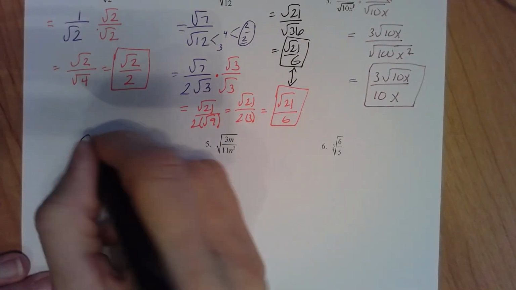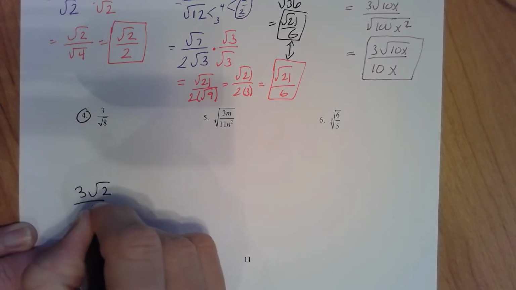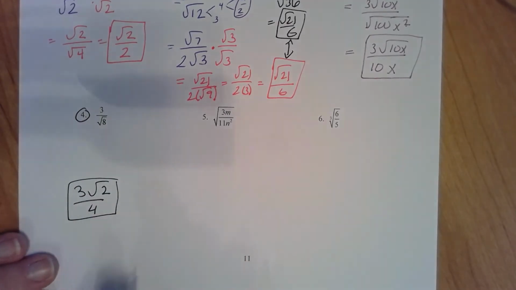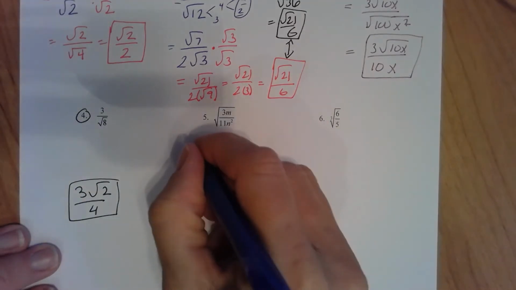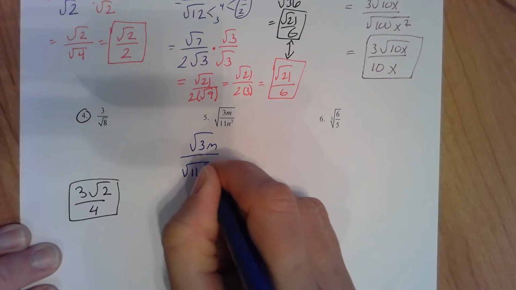I'm going to circle number 4 for you to do, and you should end up with 3 square root of 2 over 4. See if you can get to that answer. Alright, so on number 5, we have it all underneath the same radical, so let's separate them. So we're going to separate them into the square root of 3m over the square root of 11n squared.